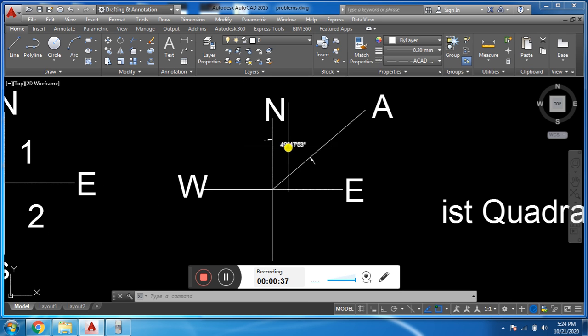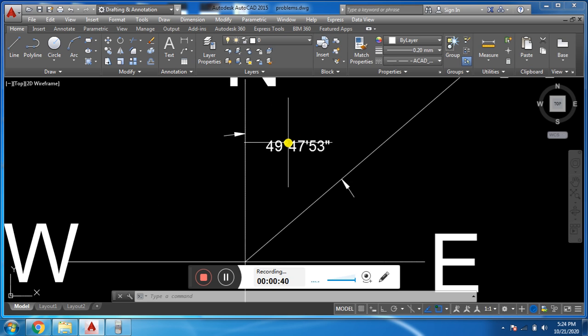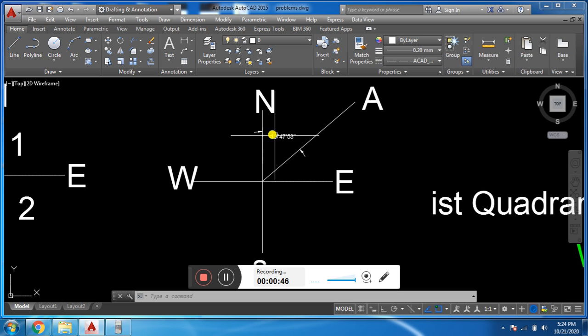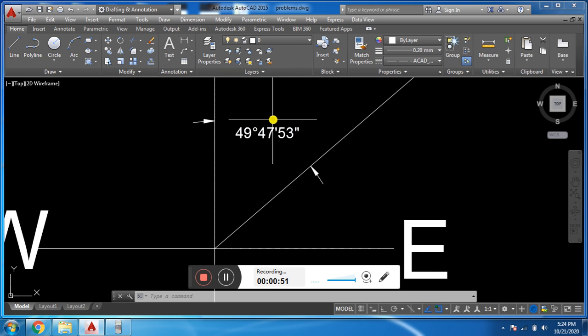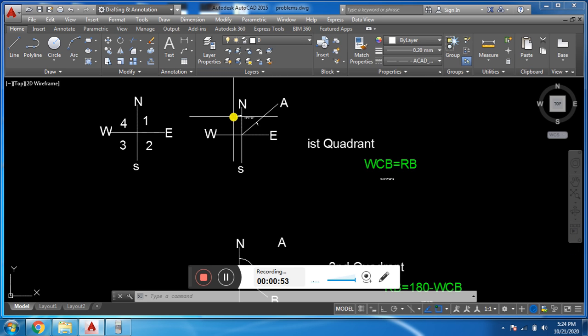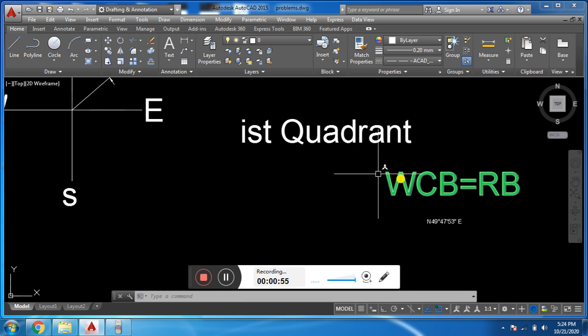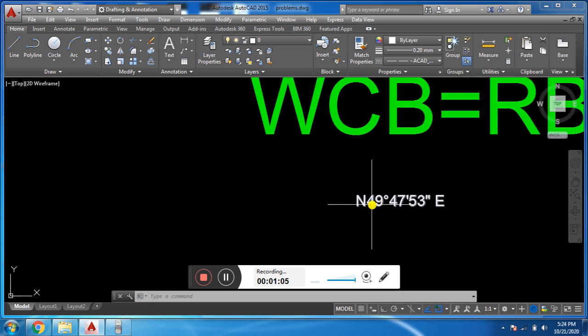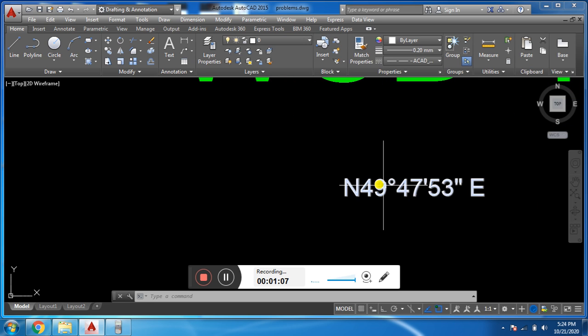For example, we have a line A with a bearing of 49 degrees 47 minutes 53 seconds. This occurs in the first quadrant. This is in whole circle bearing and we will convert it to reduced bearing. Let's start with the first quadrant. For this we have a formula: in the first quadrant, the whole circle bearing is always equal to the reduced bearing, like north 49 degrees 47 minutes 53 seconds east.